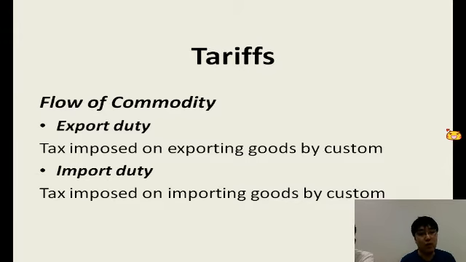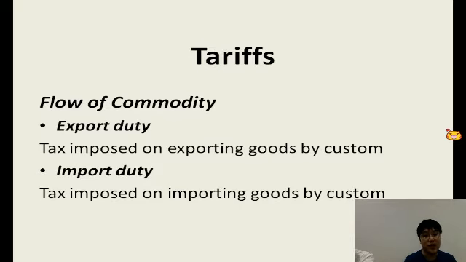According to flow of commodity, tariffs can be divided into export duty and import duty. Export duty is the tax imposed on exporting goods by the customs office of the exporting country when trade flows from the domestic to the international market. This is a part of the international trade policy of a country, used to raise the state's revenue. The export tax or customs tariff is based on the value of the product, or their weight or dimension.